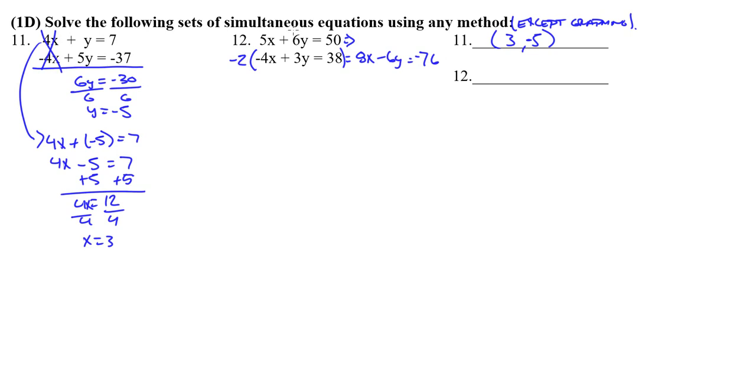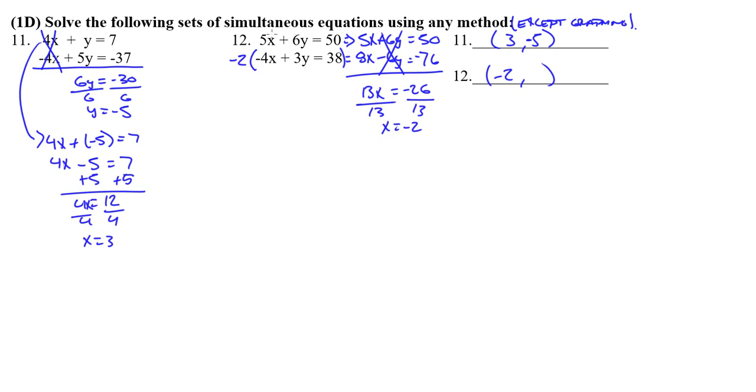Yeah. And then we just move this other line straight over. 5x plus 6y equals 50, right? Because now when we add these together, the y's drop out. We got 5x plus 8x is 13x. 50 minus 76 is negative 26. Divide both sides by 13, and we get x equals negative 2. So negative 2 is our x.